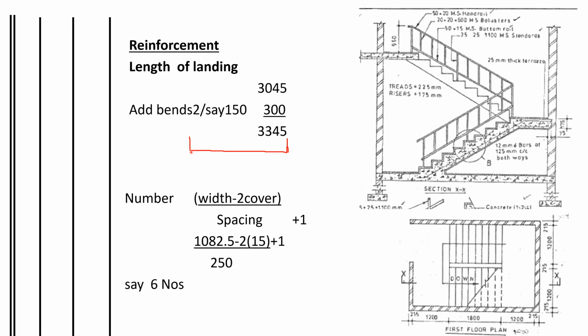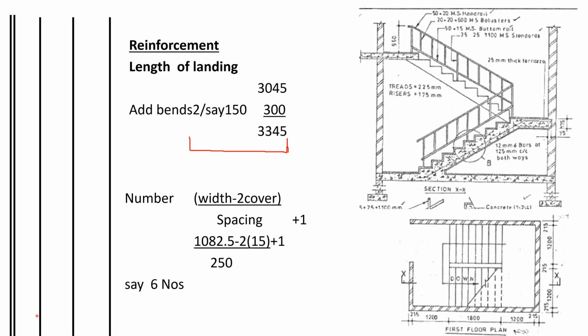So if we want to find the total length of this bar that we used here on the landing, we shall take 30/45, the length of the landing, plus 150. We get 33/45. Then we want to know how many bars we used. Here we have bars coming this way. So how many bars did we do?